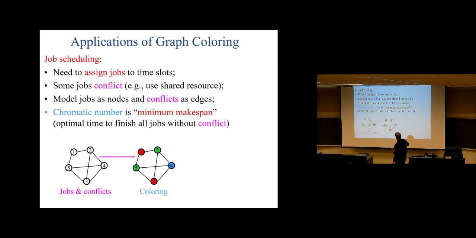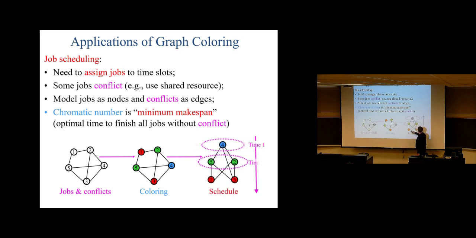So, for example, if you three-color this graph, that means jobs one and three can execute simultaneously, jobs five and two can execute simultaneously, and job four can execute by itself. And so you get this schedule of execution: number four goes first, then five and two in parallel, and then one and three in parallel, because those running in parallel don't conflict among each other. So the chromatic number of this graph, the minimum number of colors necessary to paint it, is also the number of time slots you need to maximize parallelism on this set of tasks or jobs.